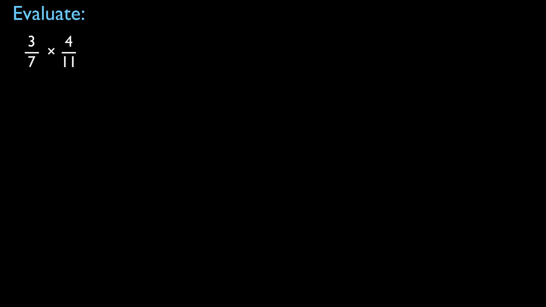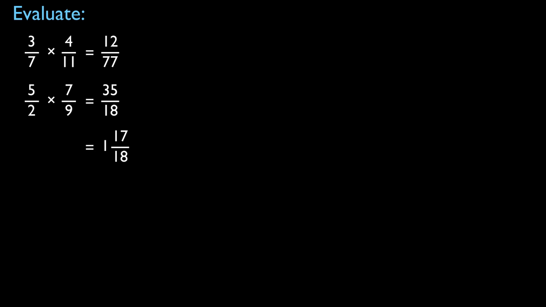So consider 3 over 7 times 4 over 11. We multiply numerator with numerator, so 3 times 4 is going to be 12, and denominator with denominator, 7 times 11 is 77. The question's finished. Let's try a second one. 5 over 2 times 7 over 9. Once again, multiplying top with top, 35, bottom with bottom, it's 18. If your teacher wants you to give your answers as mixed numbers rather than improper fractions, you'd recognize that 18 fits into 35 once with 17 left over. So 1 17/18.